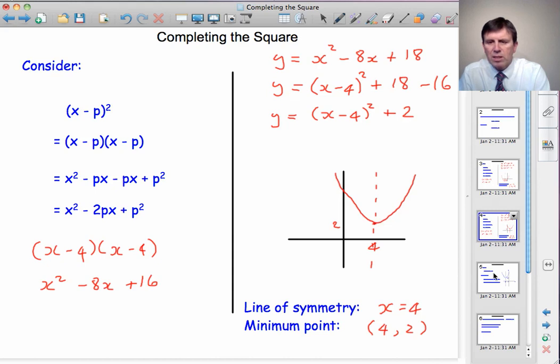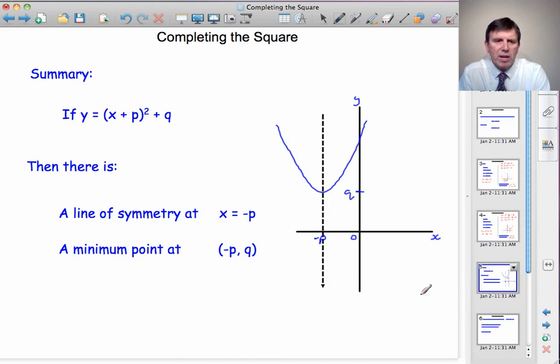Let's move on now to look at a summary of that. If we've got y equals x plus p all squared plus q, we can find a line of symmetry for the graph at x equals minus p, the value that will make the bracket 0, and the coordinates of the minimum point will be when x is minus p and y is this number on the end, q.